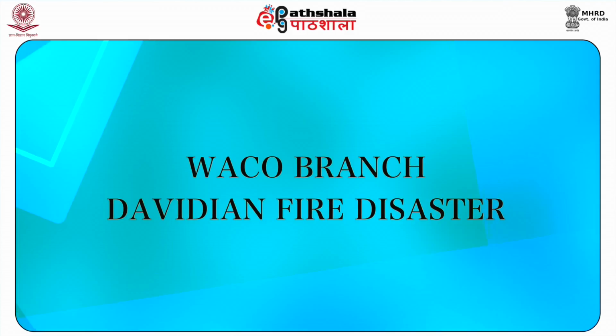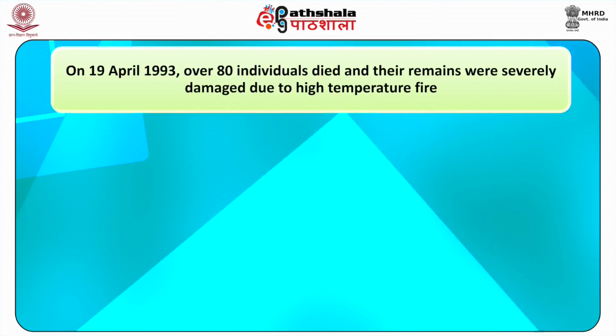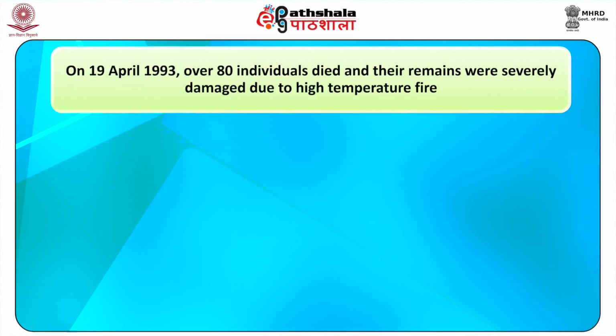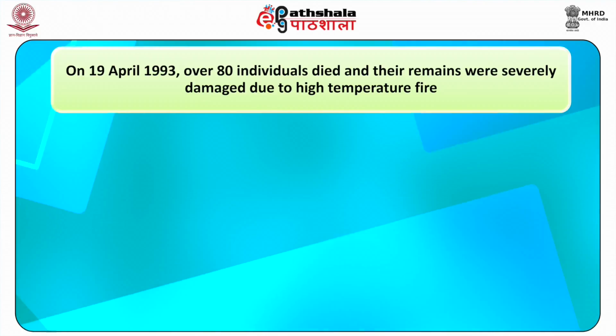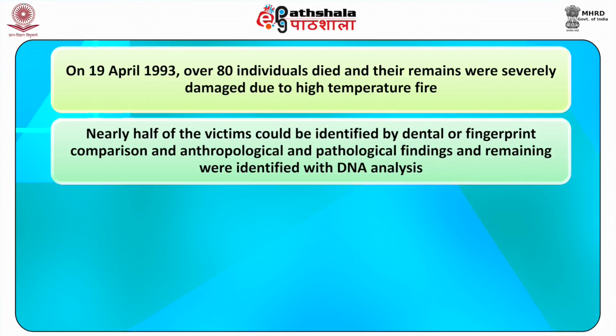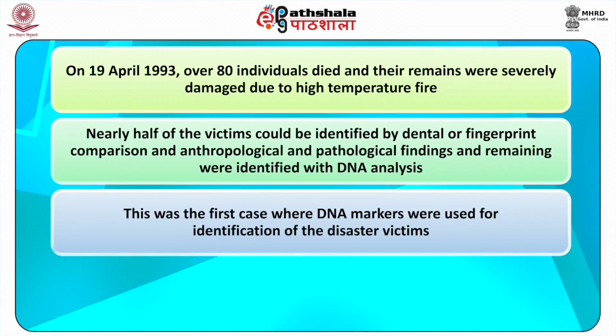Number one is Waco Branch Davidian fire disaster. On 19 April 1993, over 80 individuals died and their remains were severely damaged due to high temperature fire. Nearly half of the victim could be identified by dental or fingerprint comparison, and anthropological and pathological finding and remaining were identified with DNA analysis. This was the first case where DNA markers were used for identification of disaster victim.